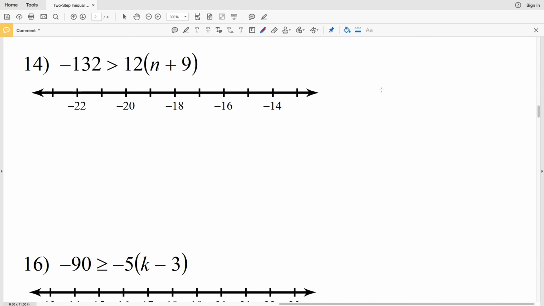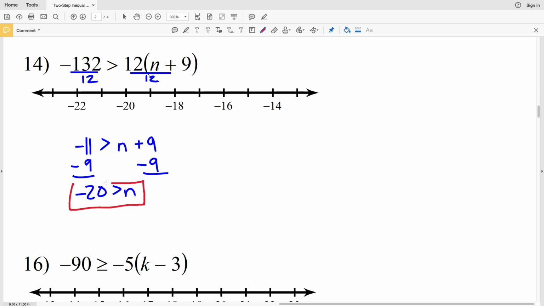Number 14, we have negative 132 is greater than 12 times n plus 9. We're going to start by dividing by 12. When we divide by that positive 12, we get that negative 11, since negative 132 divided by 12 is negative 11, is greater than n plus 9. Then we're going to subtract 9 from both sides to get that negative 20 is greater than n. Or you could rewrite this and say n is less than negative 20. Either way is correct. So we're going to find and circle the negative 20, not filling it in, and since negative 20 is the maximum value, we're going to shade in everything to the left.